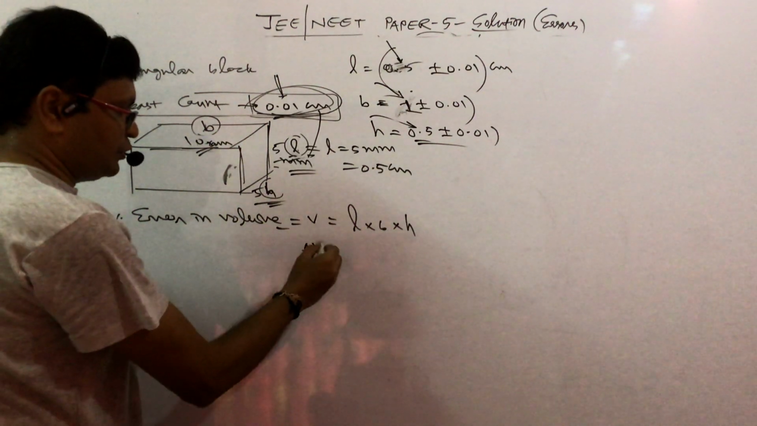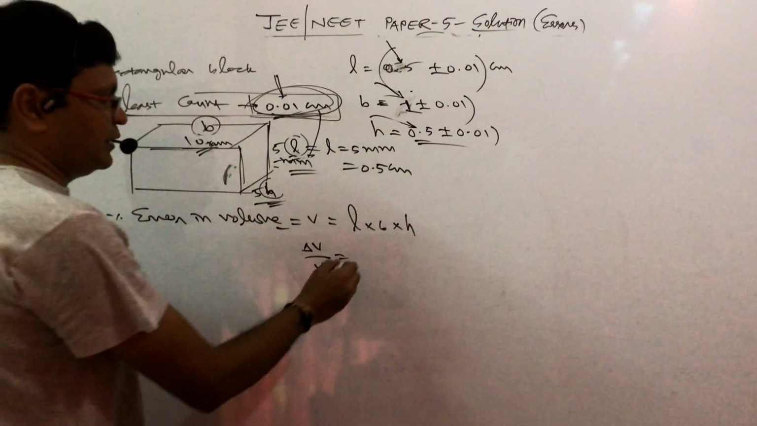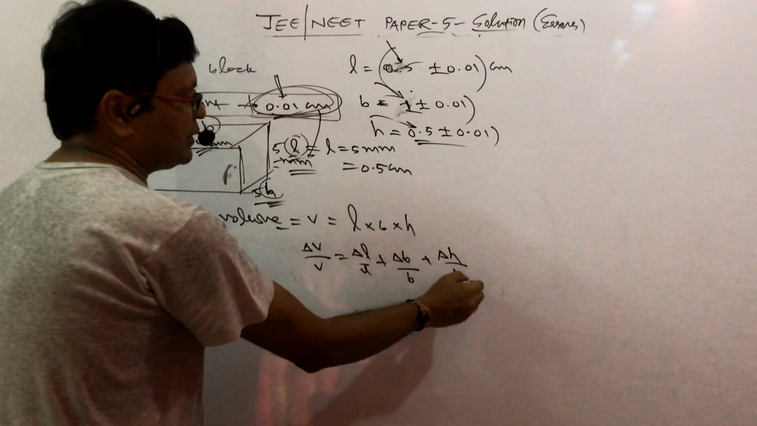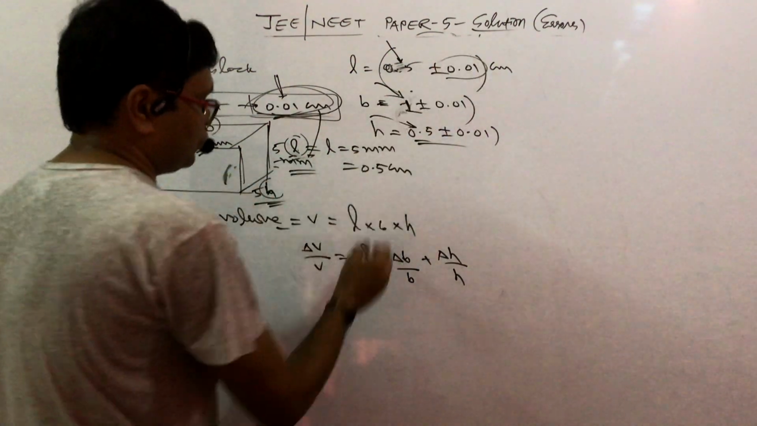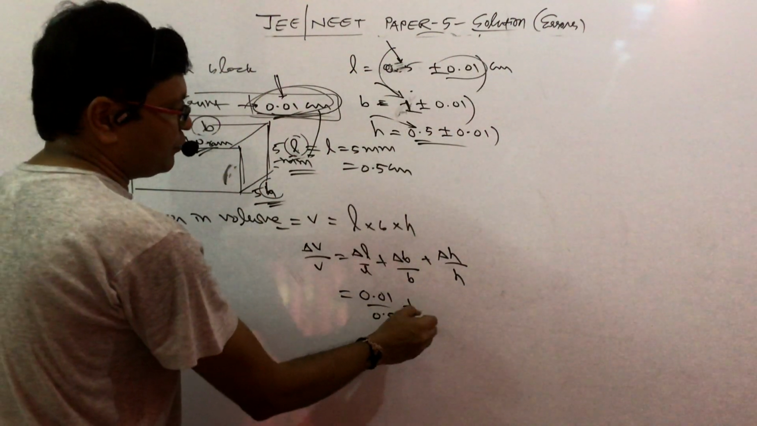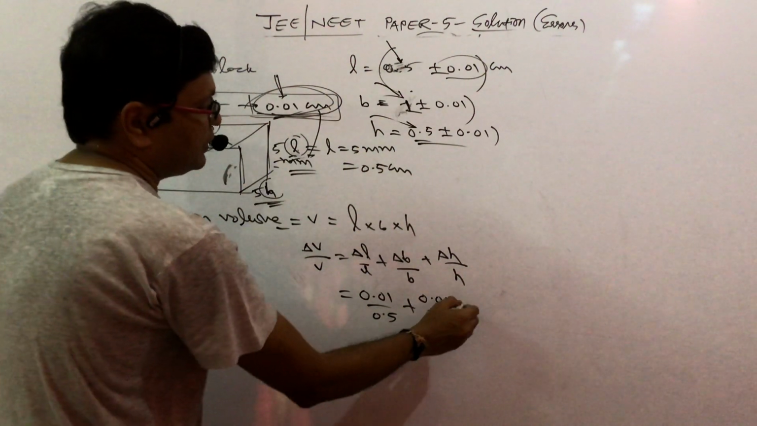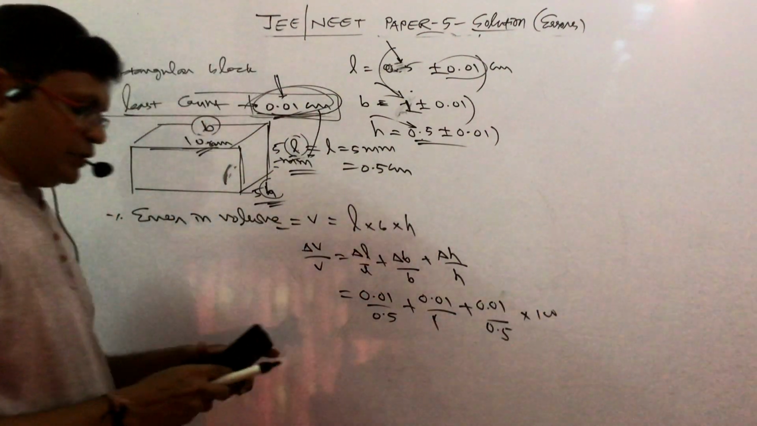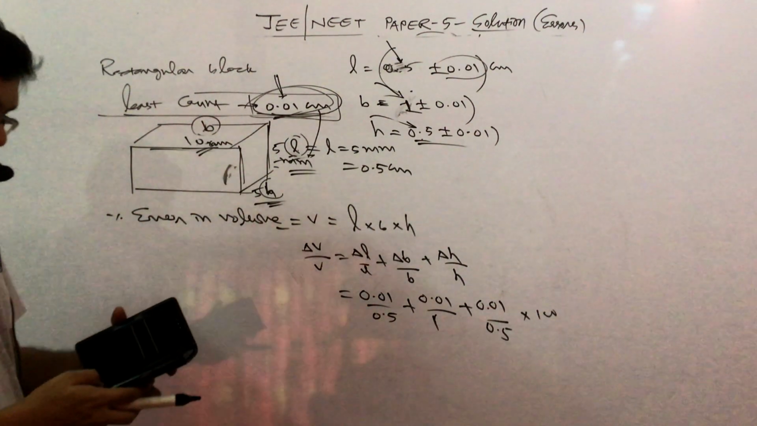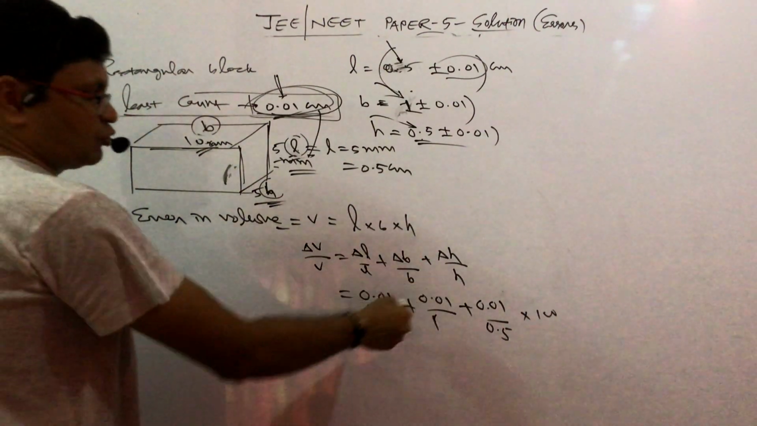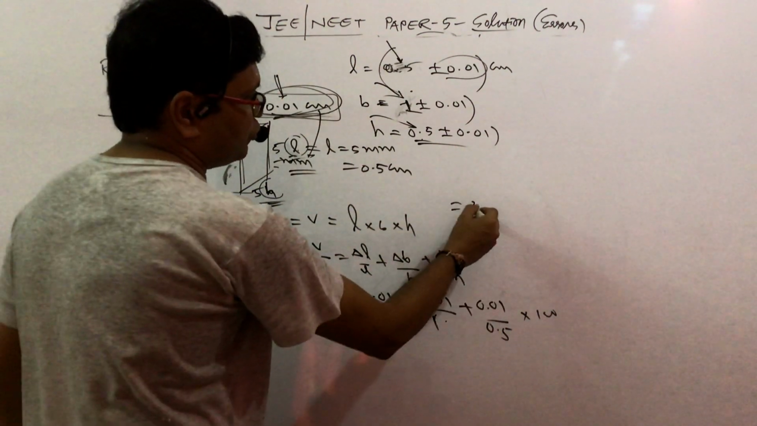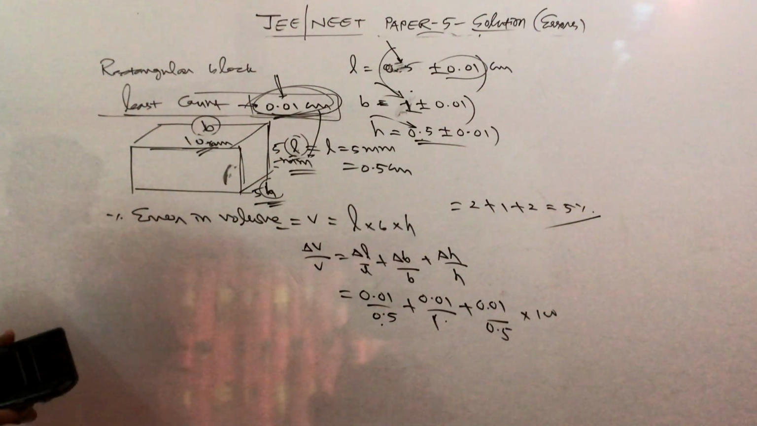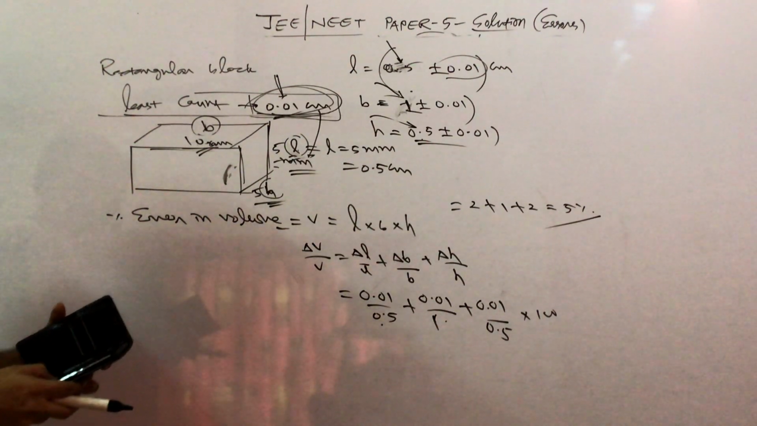Up to easy. How can you find error in volume? Delta V by V, it is delta L by L plus delta B by B plus delta H by H. What is your delta L? Delta L 0.01 divided by 0.5, 0.01 divided by 1 and 0.01 divided by 0.5. Multiply by 100 if they have asked the question about percentage. So if you set up the value और इसको सॉल्व करो तो इधर 5 to 10, 1 और 2, so 2 plus 1 plus 2, 5% आंसर आना चाहिए. So this is your very interesting question number, I can say 9.